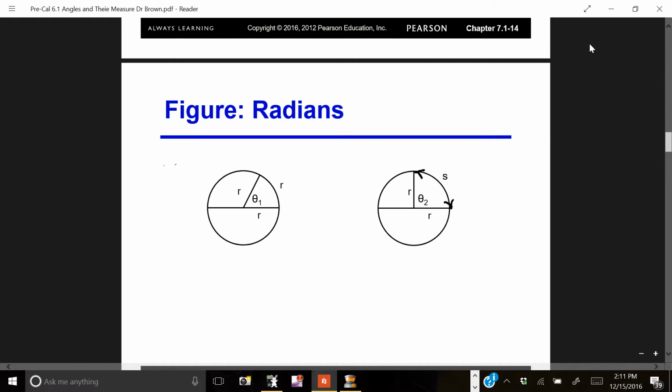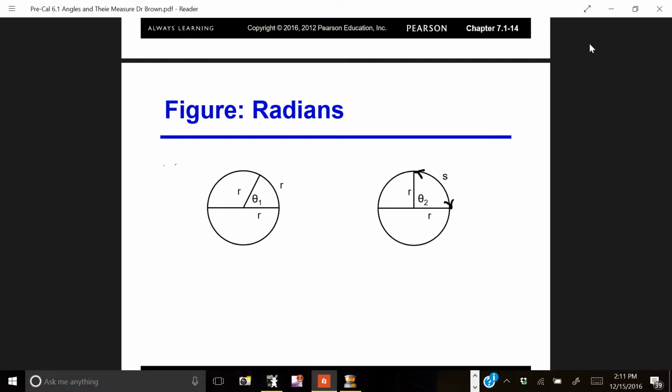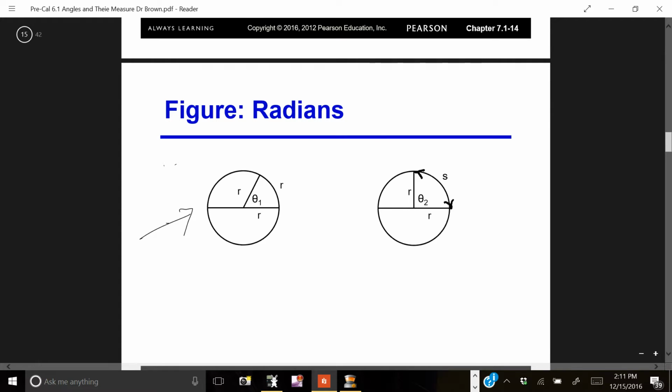So to get a feel for radians, notice that in this example, where the arc length is r and the radius of the circle is r, this theta 1 is equal to 1 radian. Well, suppose we draw a 90-degree angle, theta 2. Theta 2 equals what in radians?